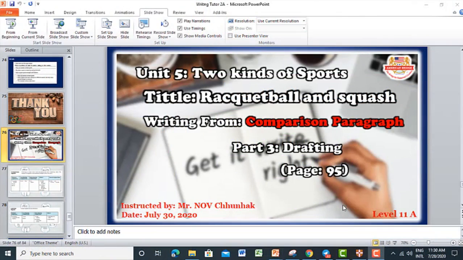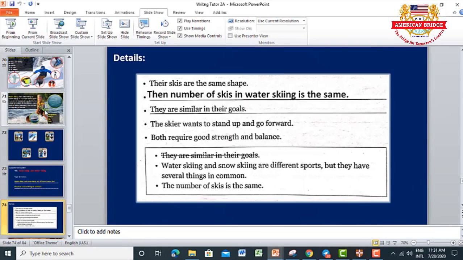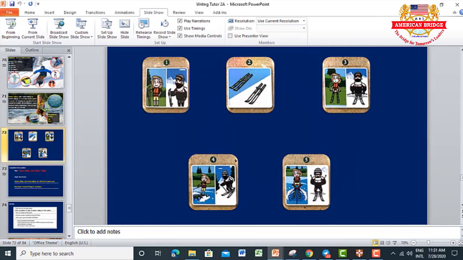In the first section today, you will learn about the two kinds of sports again. They just want you to learn about the comparison paragraph, right? Now you can move to part 3, drafting, on page 95. Yesterday you learned or practiced this: how to get this into the outline.